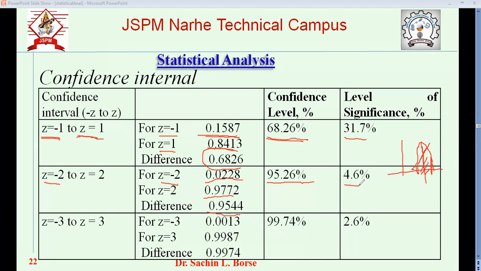Sir, the difference was 95.44, no? So it is 95.26? Maybe it is 4 here. Okay, same value.